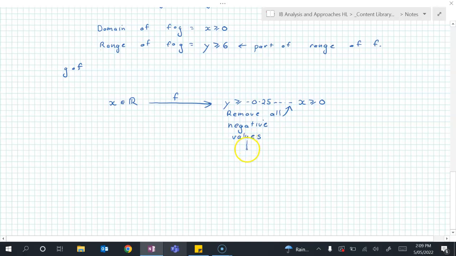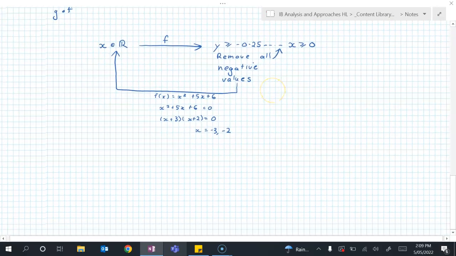Now, what values are going to give me negative values when f is applied to them? Well, if we think about f of x is equal to x squared plus 5x plus 6, and this equals 0, when it's factorized, it's x plus 3, x plus 2. So the zeros are minus 3 and minus 2, and then if we draw the sign diagram, it's negative between minus 3 and minus 2.